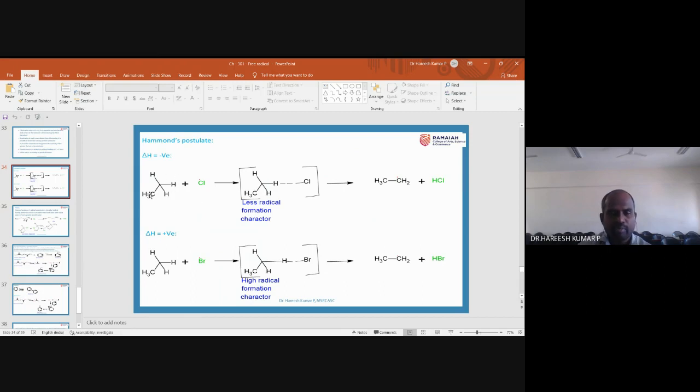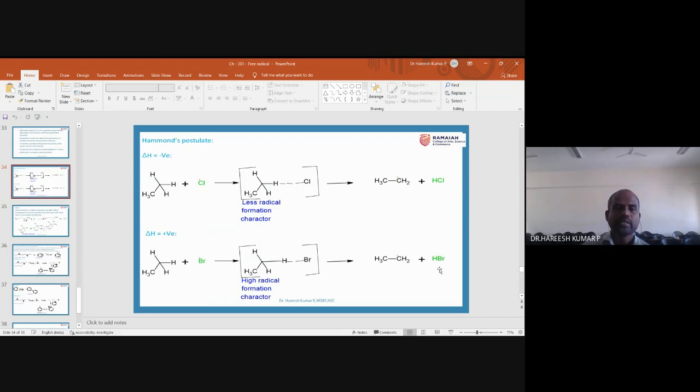Suppose the same ethane moiety reacts with bromine. Here there is a high radical formation character. It's because of the halogen, not because of the alkane. In both cases the alkane is the same, but the halide is different. In bromine, delta H is positive; in chlorine, delta H is negative. So in the bromine case, high radical formation character is obtained. That is the reason ethyl radical is obtained and HBr, a neutral product, is obtained. So this is what is called Hammond's postulate.